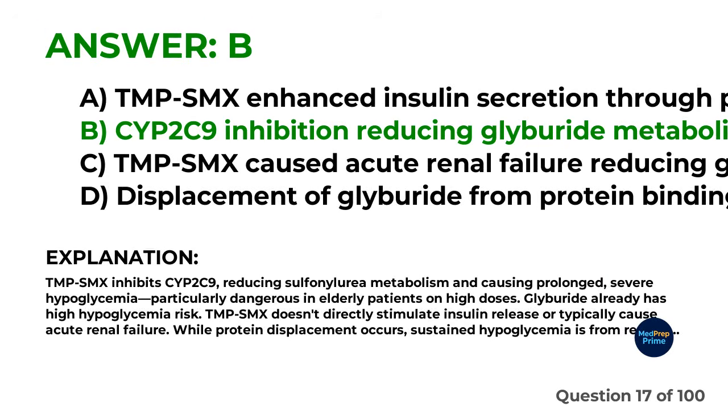Correct answer, B. TMP-SMX inhibits CYP2C9, reducing sulfonylurea metabolism and causing prolonged severe hypoglycemia, particularly dangerous in elderly patients on high doses. Glyburide already has high hypoglycemia risk. TMP-SMX doesn't directly stimulate insulin release or typically cause acute renal failure. While protein displacement occurs, sustained hypoglycemia is from reduced metabolism.